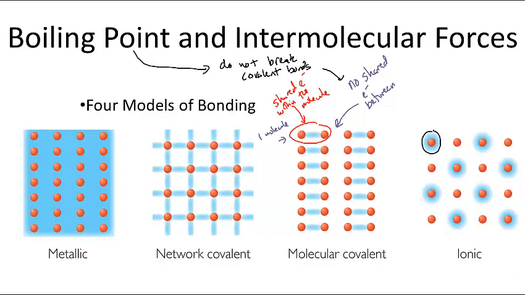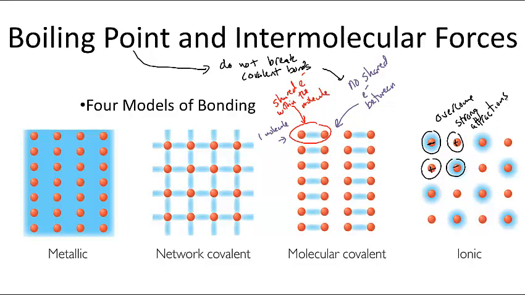And in ionic bonding, you have these alternating pluses and minuses. So in order to boil an ionic compound, you really have to overcome strong attractions. That's why you don't see liquid ionic compounds or liquid network covalent substances. But you do see molecular covalent solids, liquids, and gases, because the only thing holding them together are the intermolecular forces.